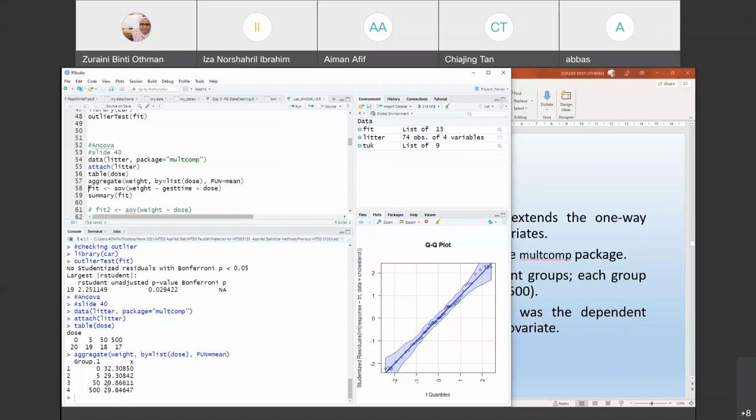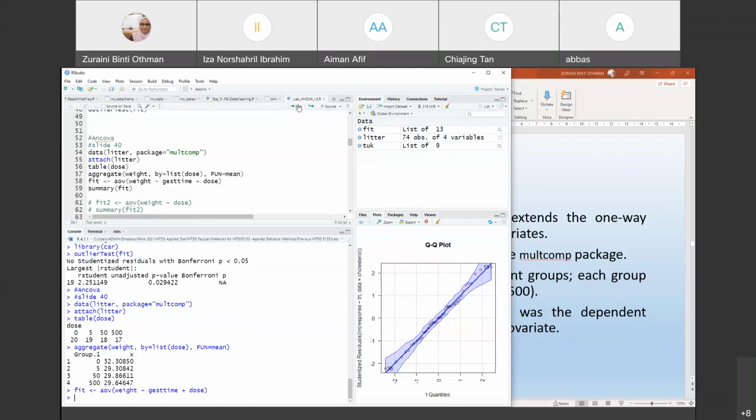From the previous slide, we noticed that the greater the sample that we take, it will also impact our response, right? So this is one of the examples. But the 0 dose of drug really means something to this data, this experiment. So here we want to fit it. We define the analysis of variance and name it fit, and we want to know the summary of fit.